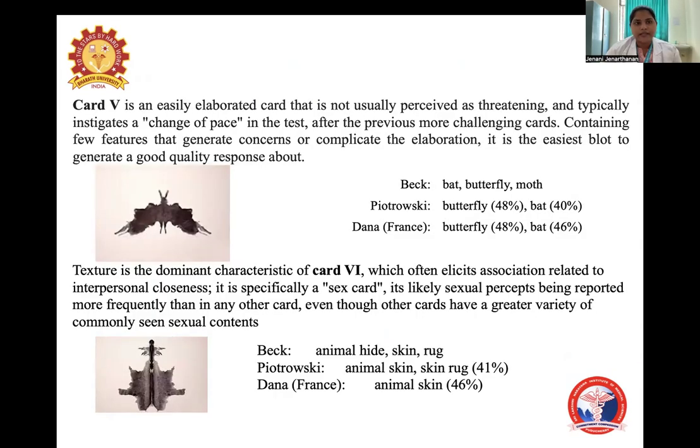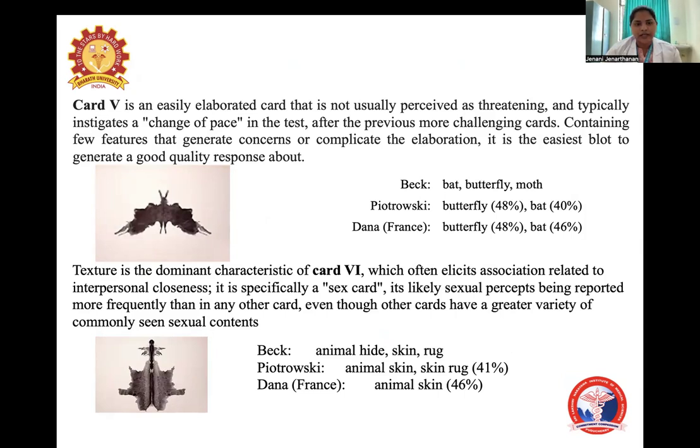Card 5 is an easily elaborated card that is not usually perceived as threatening and typically instigates a change of pace in the test. After the previous more challenging cards containing a few features that generate concerns or complicate the elaboration, it is the easiest blot to generate a good quality response about. Most respond bat, butterfly, or moth, mostly 48% as butterfly and 40% as bat.